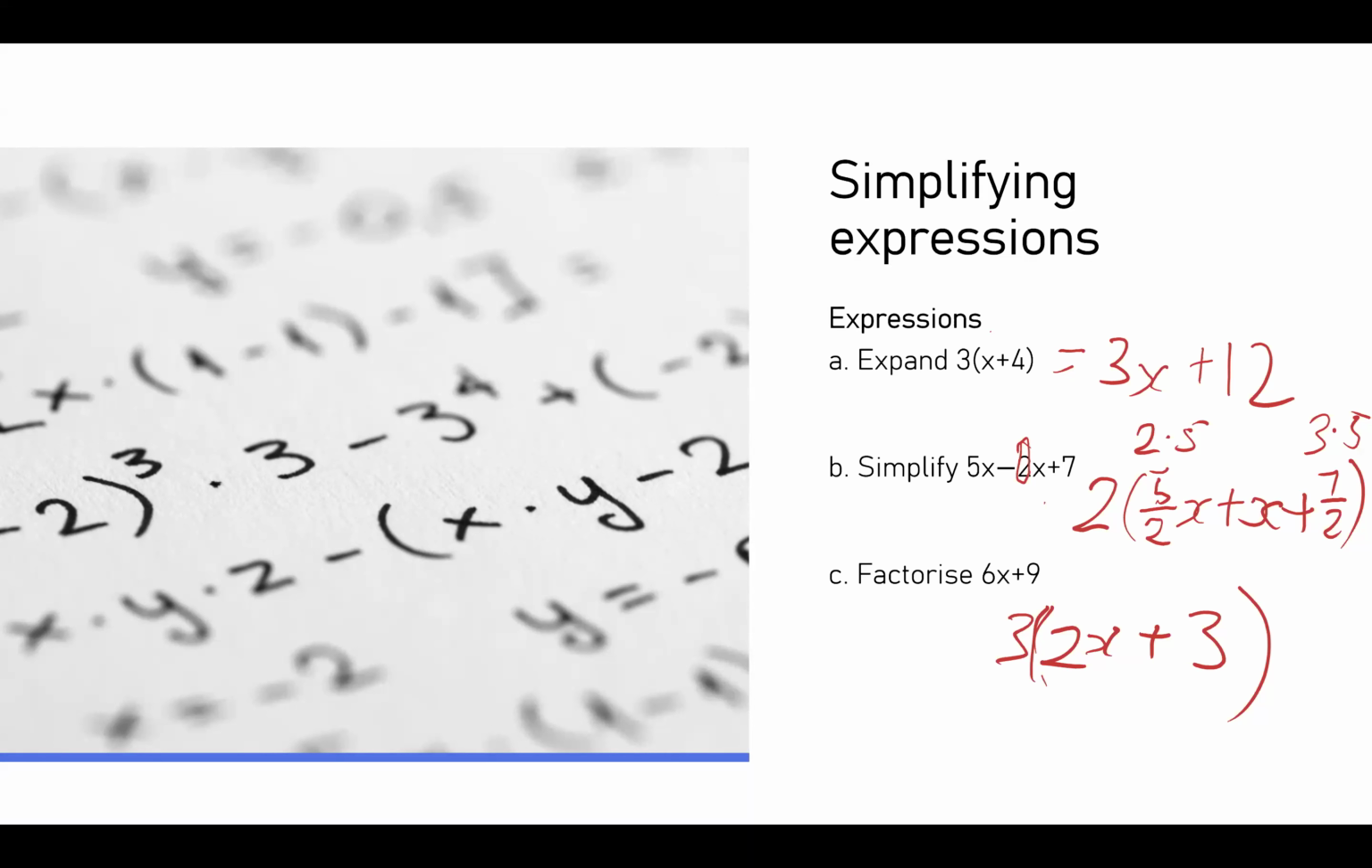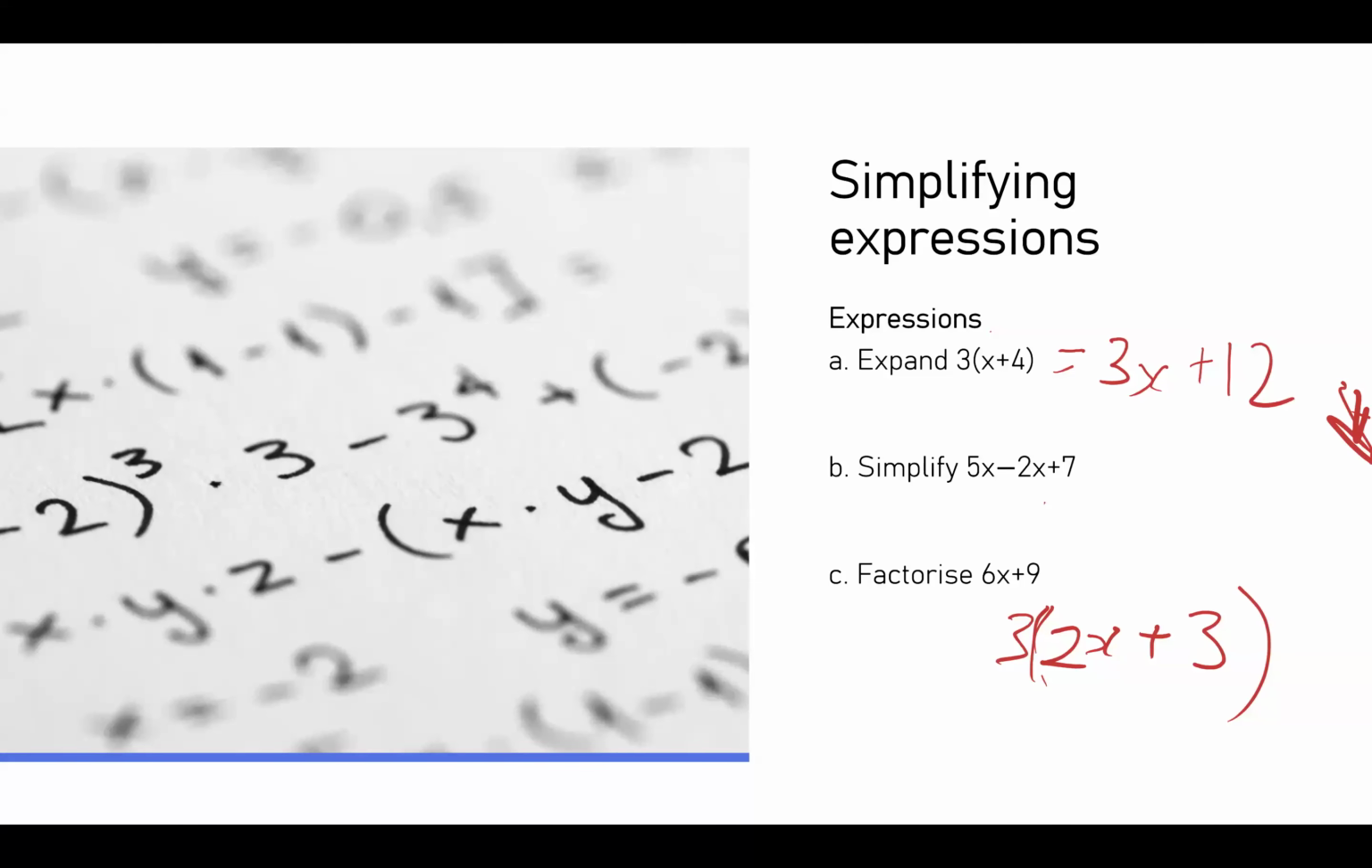Sorry. So we found the highest common factor here, which was three, and then we divided everything by three. Six divided by three is two, and nine divided by three is three. So the answer would be three outside the bracket and then 2x plus 3. Sorry, for the second one, we actually don't need to do this because it says simplify and not factorize. My bad.